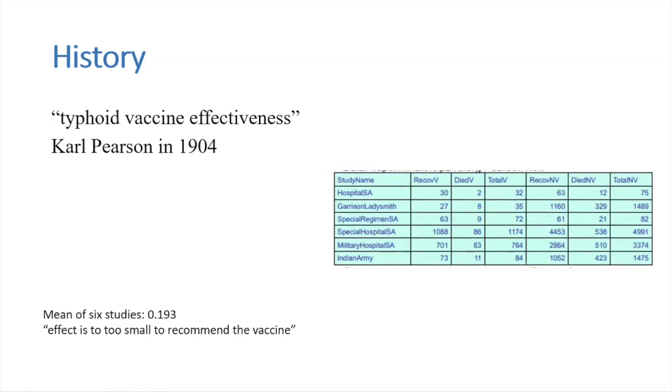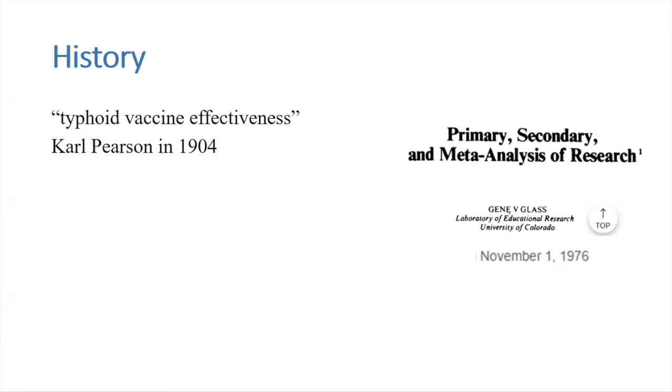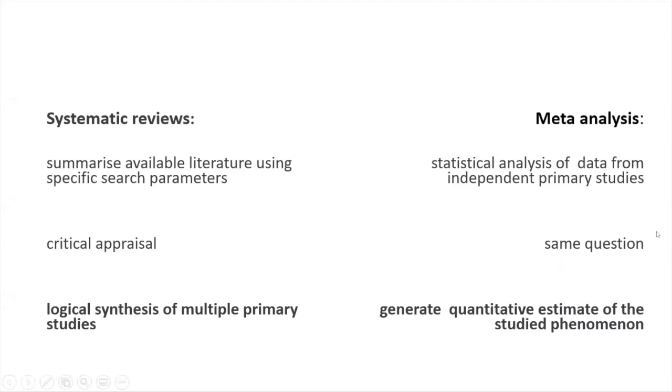So this was the first analysis of putting data from multiple sources together, i.e. a meta-analysis. But the word meta-analysis was coined by Glass. He was actually an educationalist, in 1976. And there is a slight difference between systematic reviews and meta-analysis. In a systematic review, we do a critical appraisal, whereas in a meta-analysis, we look at the same question and we generate a quantitative estimate of the phenomenon.